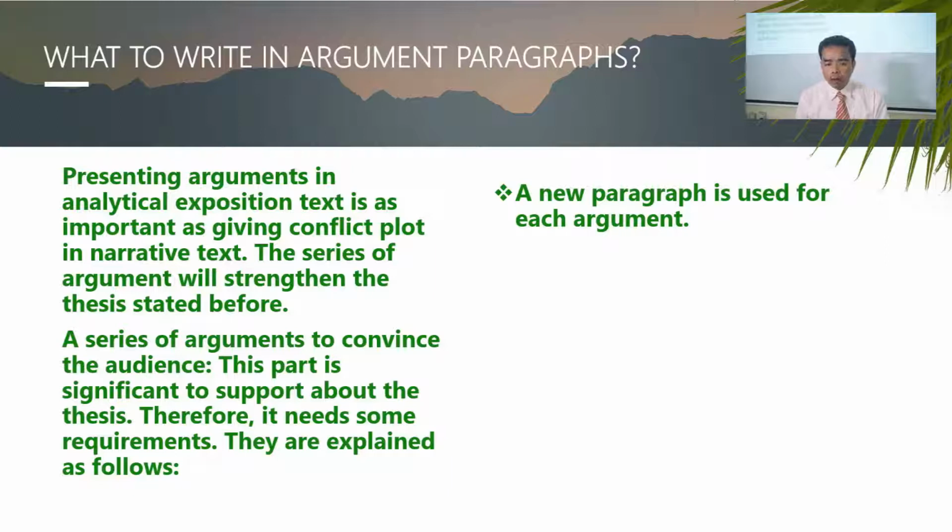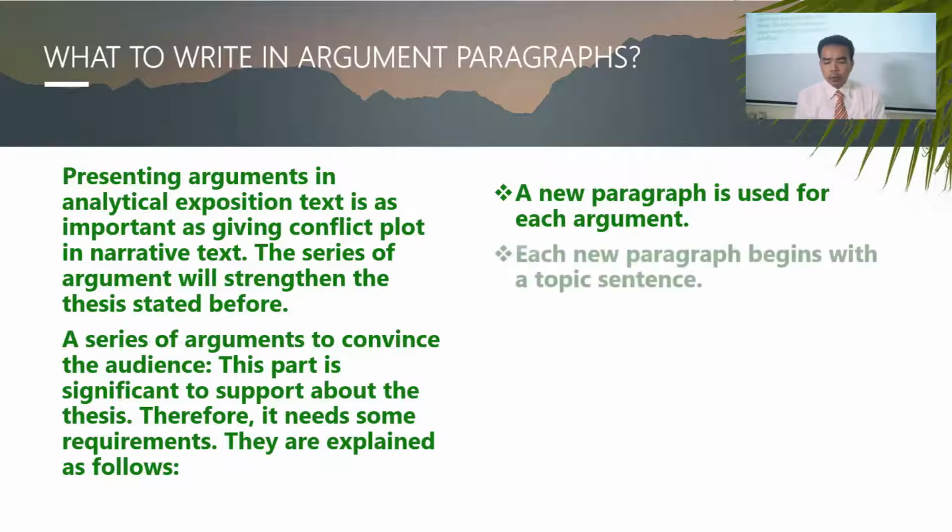First, a new paragraph is used for each argument. You have to keep in mind that when you write the first argument paragraph, you have to start with a new paragraph. The second argument will be written in a second new paragraph. Each new paragraph begins with a topic sentence. You may not write the supporting details directly, but you have to write your topic sentence. Each argument has its own topic sentence. This topic sentence will be supported by reasons, arguments, proofs or evidence, and examples to support what you've written in the topic sentence.